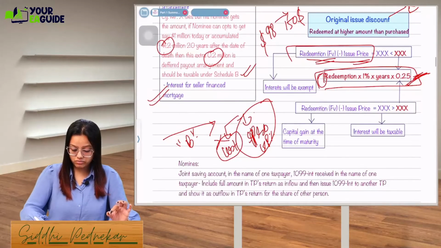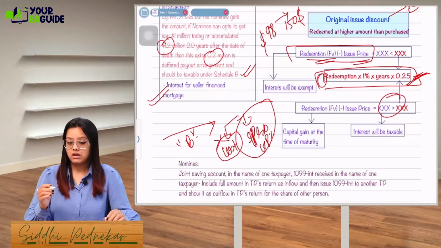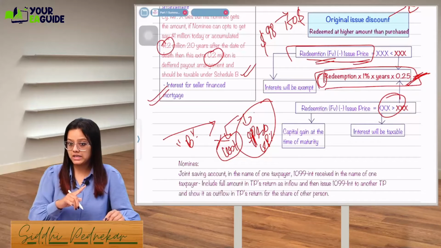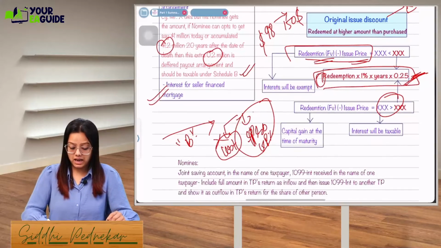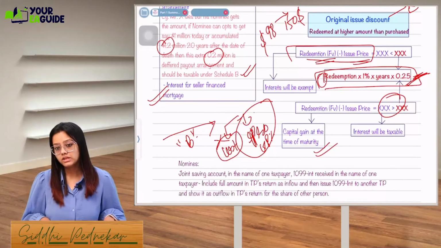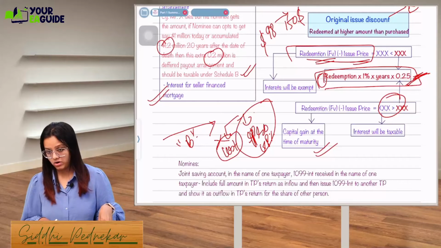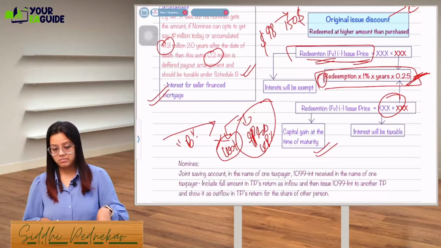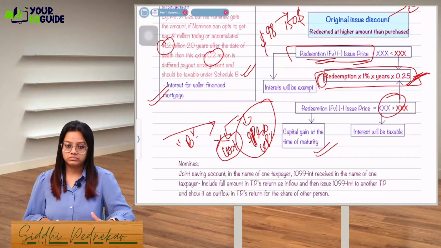Here, the second scenario will apply. If you receive more than this, the value of redemption minus issue price will be taxable, and capital gains will be chargeable at the time of maturity. At the time of holding this type of bond, you will be charged interest income, and when you sell this type of bond, at that time you will be paying capital gain tax later on.